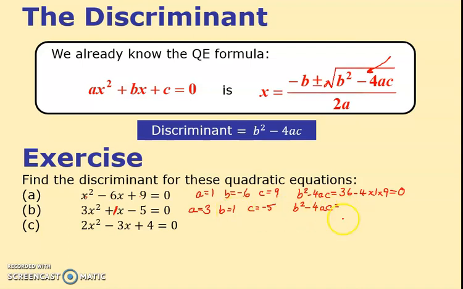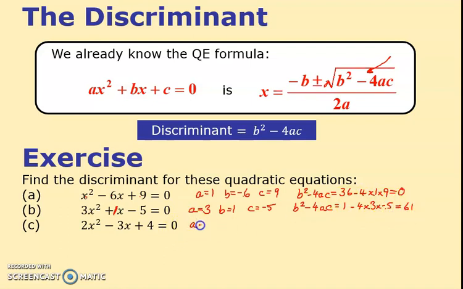So what's b this time? It's 1 squared. Well, 1 squared is 1. Minus 4 times 3 times -5. Well, I actually think that's 60. I think that is 61, because a minus times a minus is a plus.